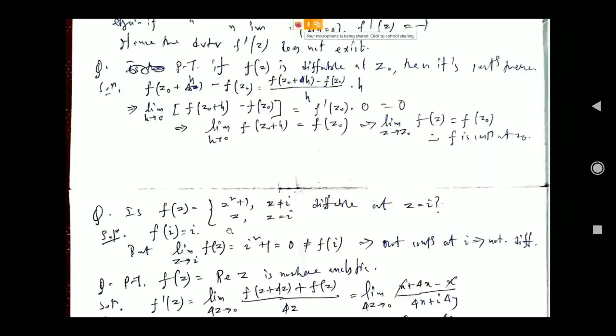So there are two ways. First you can check by continuity, means it is the use of this result. If it is continuous, then you cannot conclude anything. If it is continuous, then also it may not be differentiable, so you have to go for previous technique by definition. But if it is not continuous, certainly you can conclude it is not differentiable.